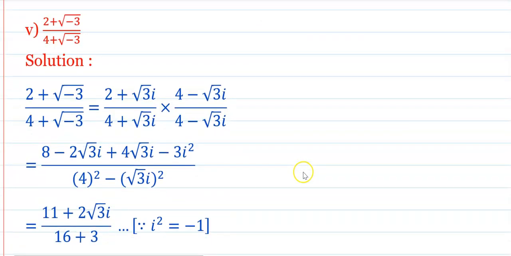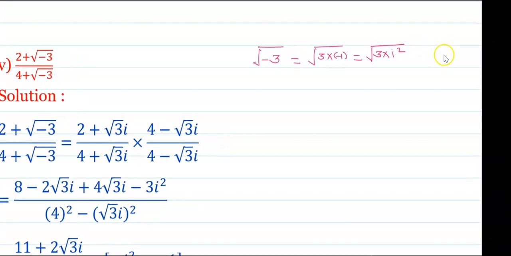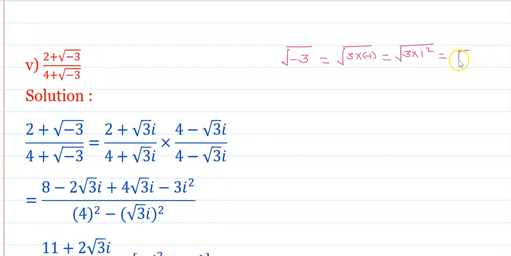Now next example, 2 plus in root of minus 3, 4 plus in root of minus 3. Again this root of minus 3, okay, root of minus 3, and that's equals to root 3 in bracket minus 1, okay, and here root 3 minus 1 means what? I square, and overall you are getting root 3i. Okay.